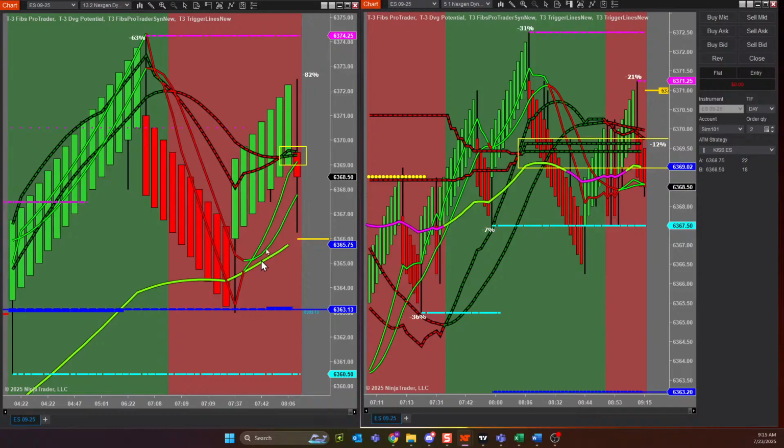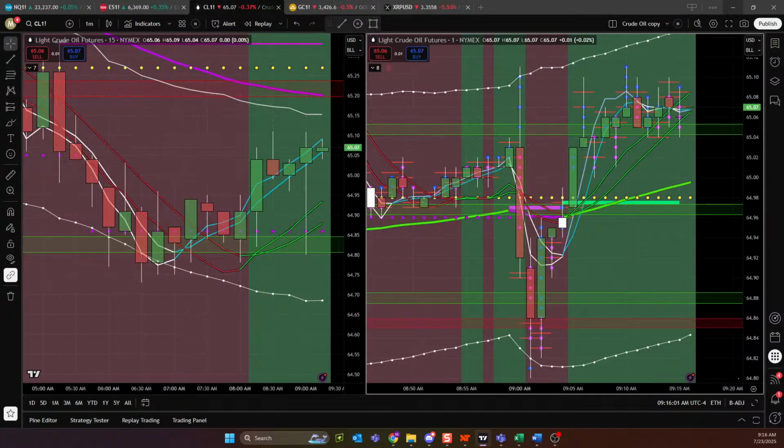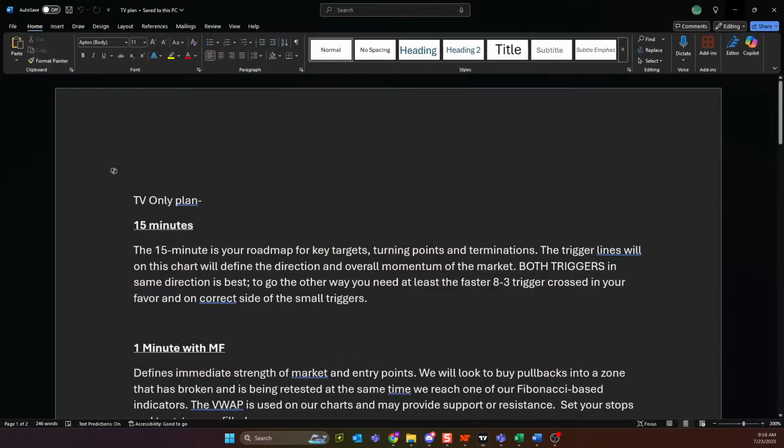There's no reason for me to look for an entry. Does that make sense, everybody? This is your NinjaTrader. NinjaTrader has something we've been working with for years, guys. We're also working with TradingView. And TradingView uses 2 charts as well. It uses a 15-minute chart, and it also uses a 1-minute chart as opposed to the Renko bars.